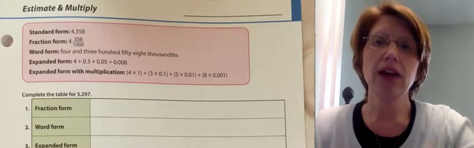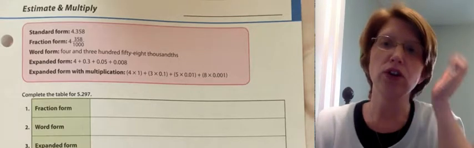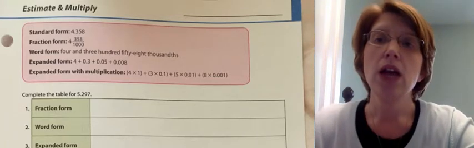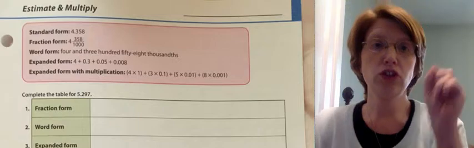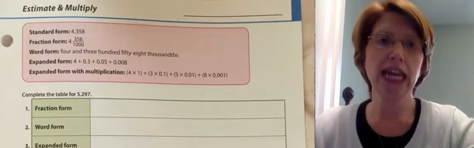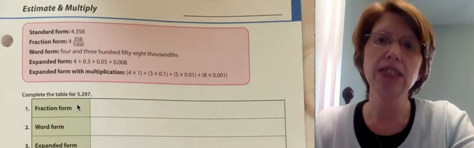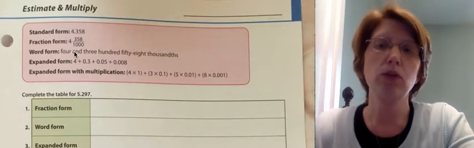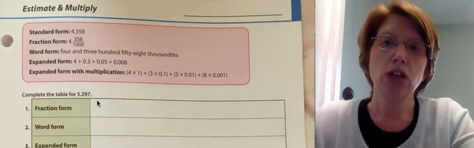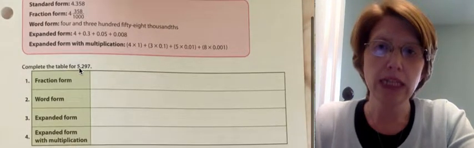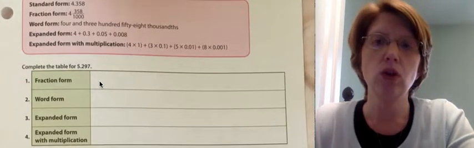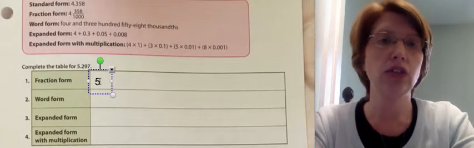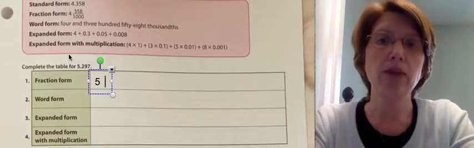I want to talk about this first part first, the chart that's talking about the different ways that we can write numbers. The number form, when you're just writing the digits, that's called standard form. Okay, so they give us the standard form right here. Now, we want to be able to put that into fraction form. So we see here by looking at where the decimal is that 5 is the whole number. So I'm going to put 5 as the whole number and then scoot over to write my fraction.